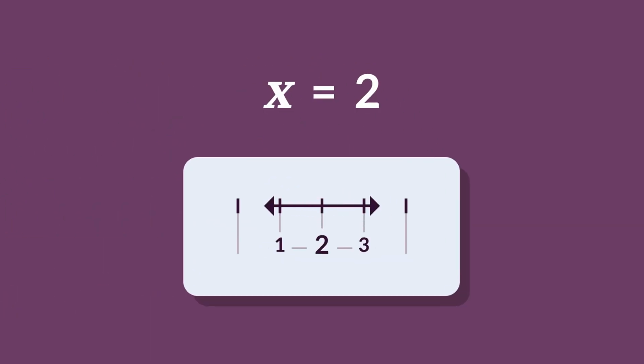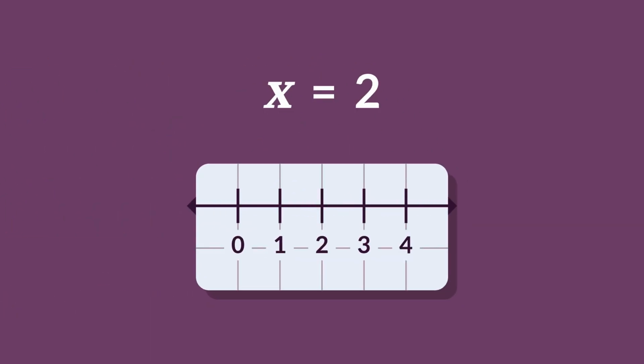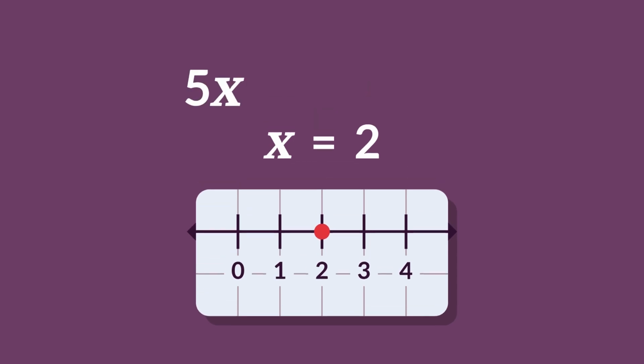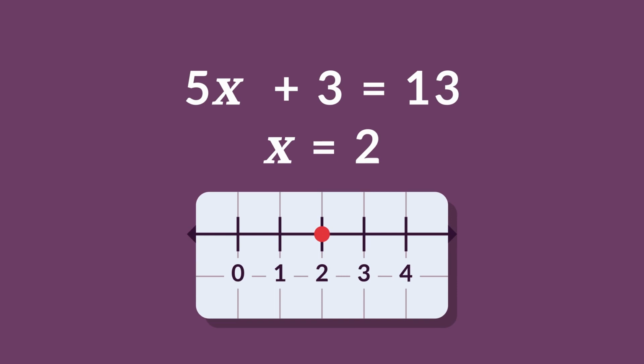To represent the solution on a number line, we plot a solid dot on 2, and this shows there is only one value for the solution to the equation 5x plus 3 equals 13. We say it has a unique solution.